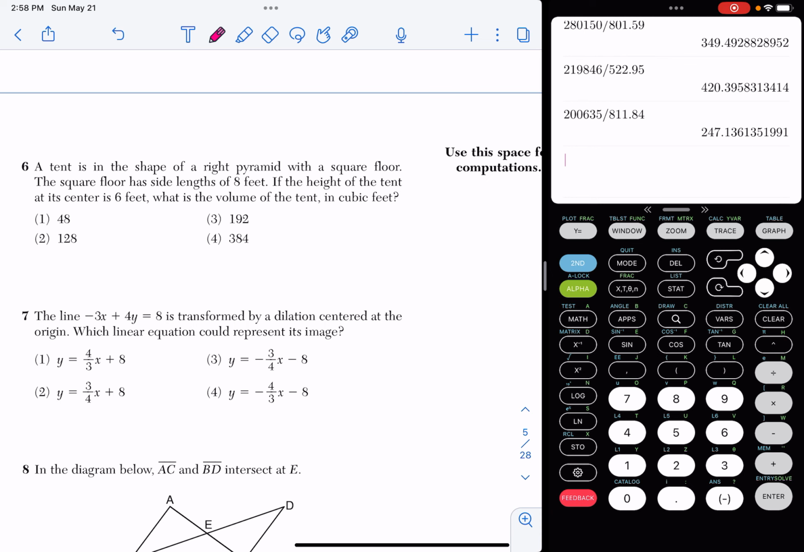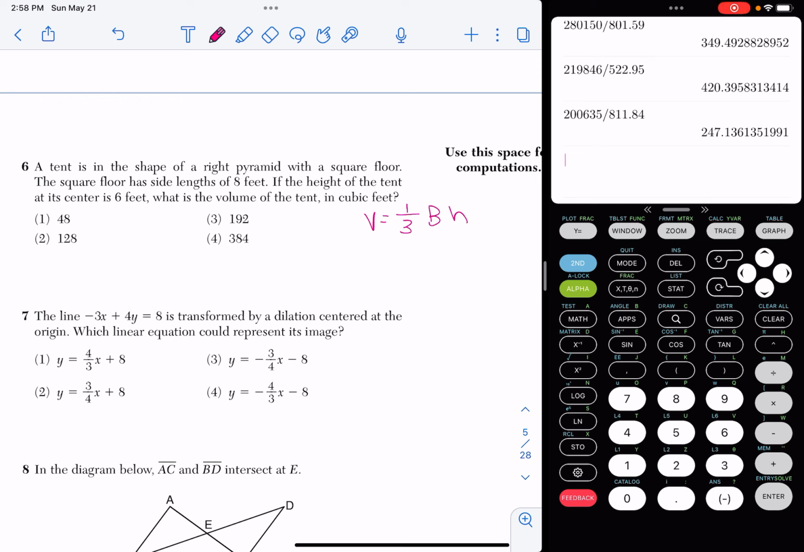Number 6, a tent is in the shape of a right pyramid with a square floor. The floor has side lengths of 8 feet. If the height is 6 feet, what is the volume? So I would go right to my reference sheet. The volume formula for a pyramid is 1/3 capital B times H.